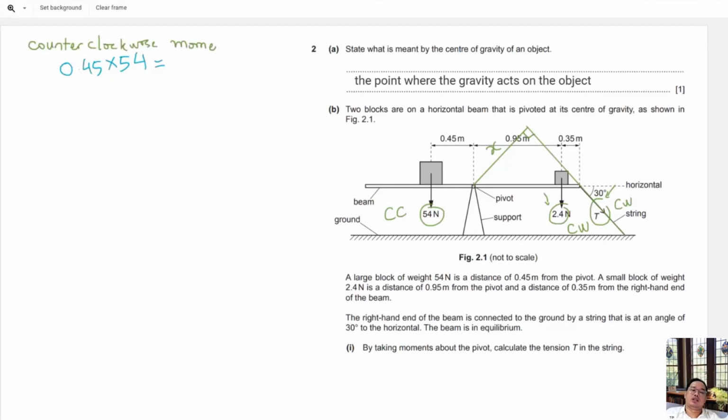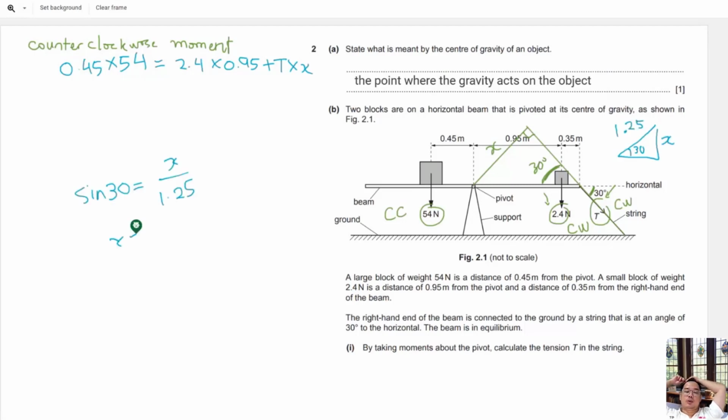Now write another expression for the clockwise moment. 2.4 times 0.95, plus the tension T times x. And then calculate x because we haven't known it. Calculate x similarly using this angle, 30 degrees, because it is opposite to this angle, using the sine of 30 degrees. Sine of 30 is opposite, which is x over the hypotenuse. The hypotenuse is half the length of the beam, and the length of the beam is 0.95 plus 0.35.